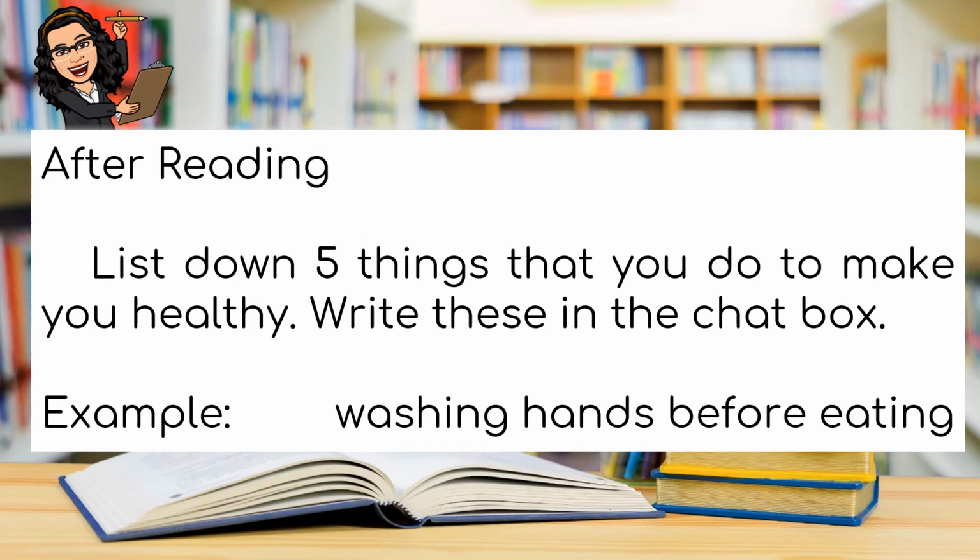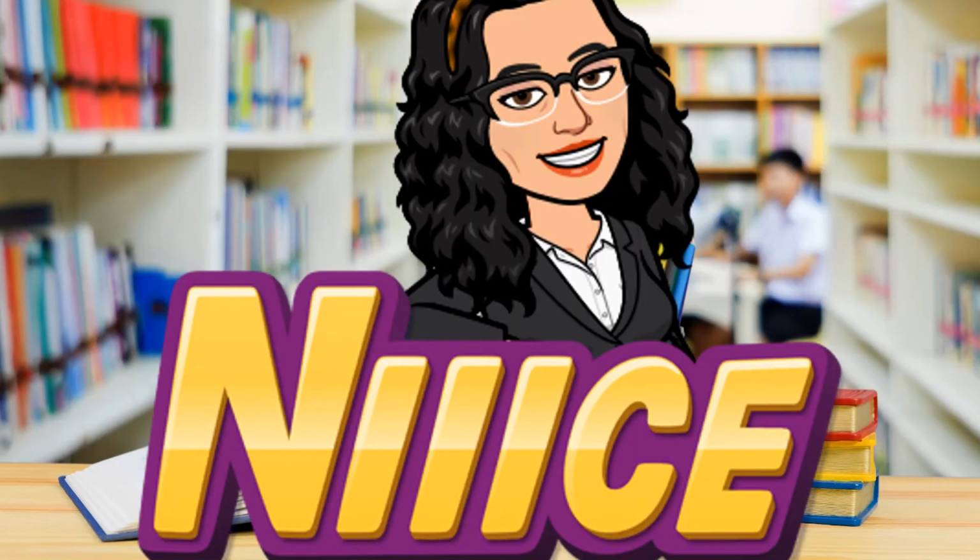For our after reading activity, list down 5 things that you do to make you healthy. Write this in the chat box. For example, washing hands before eating. That was nice. Good job.